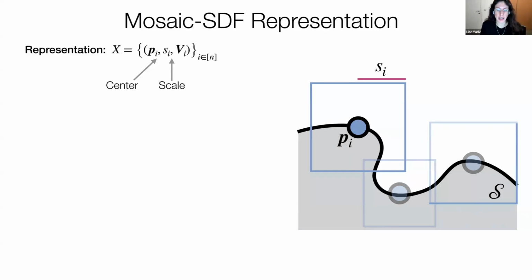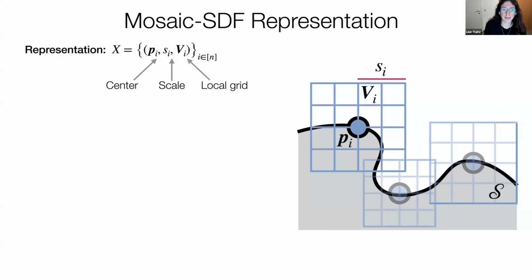And these centers and scales define for us the local volume, but we also want to describe the local function, the local SDF that lives within these volumes. And we're going to do that using a local grid. So think of the 3D grid representation that we have for the global SDF function, but now it only defines this simple patch, this only surface piece here.